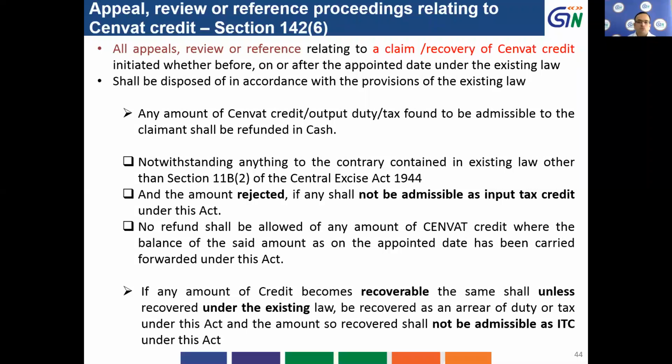So what we should note is that the underlying sense of Section 142 is that if anything is entitled to the person, it will be given in cash. If anything is rejected, then he is not entitled for any credit of that. So that's about claim or recovery of Cenvat credit. If he is entitled, he will be given in cash. If it's rejected, then it will not be admissible as input tax, and any balance amount is going to lapse.